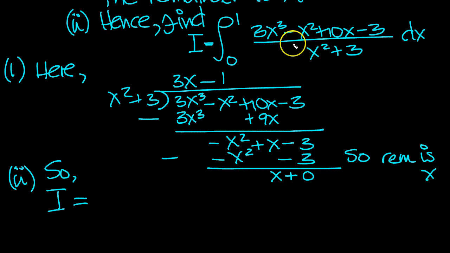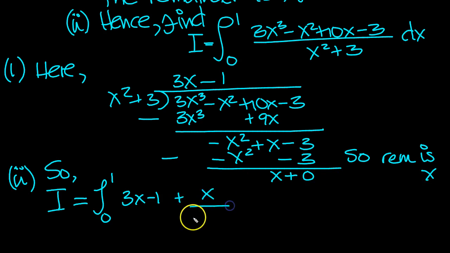Okay, so we've got this thing here, which is what we've just done the division for. So this thing here will divide into the numerator this many times. The integral from 0 to 1 of 3x minus 1 plus the remainder, which is x over x squared plus 3, dx.